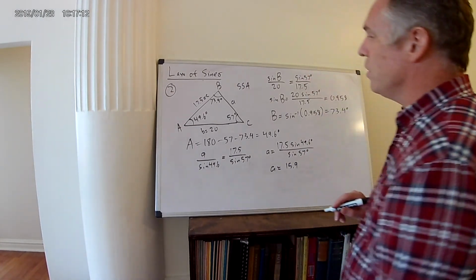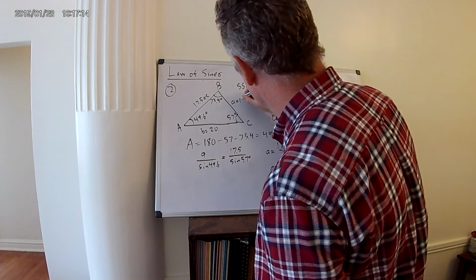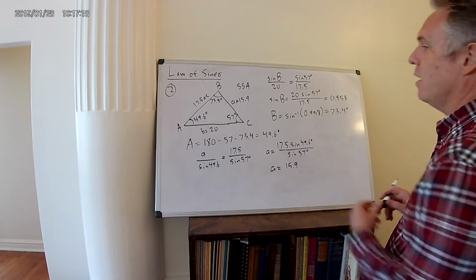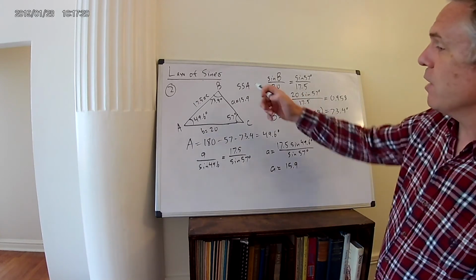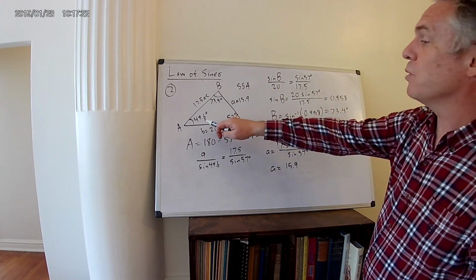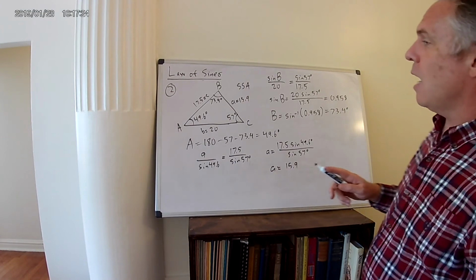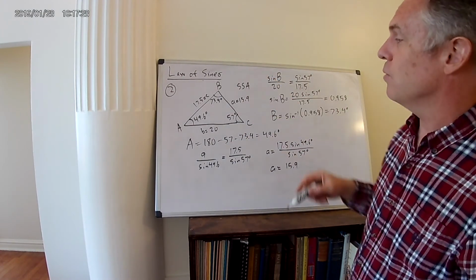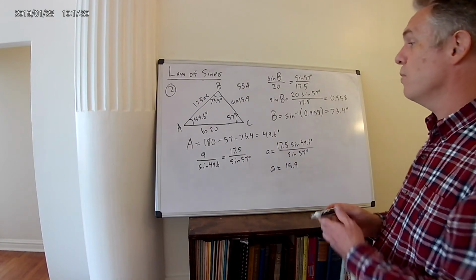And we can check the reasonableness of this. Is this reasonable? It looks reasonable. It looks like side A is the shortest length, and in fact it should be the shortest length because it's opposite the smallest angle. The longest side is opposite the largest angle, so that makes sense. This seems reasonable.